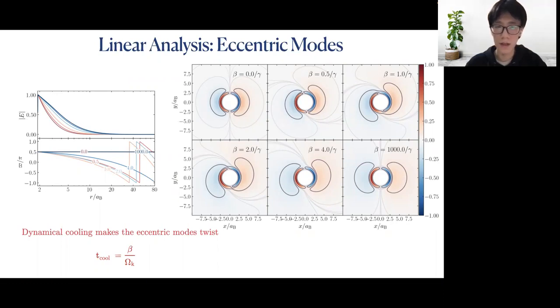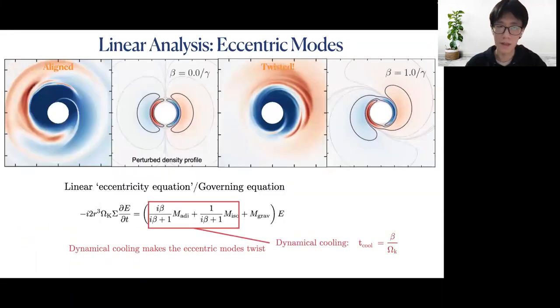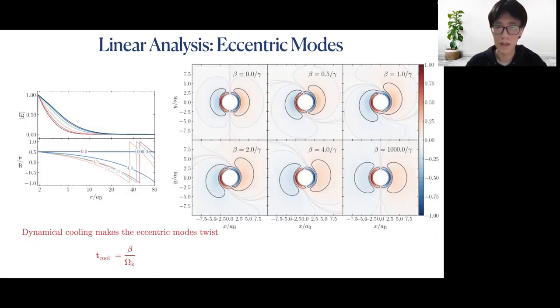So this plot shows the case where you have an aligned eccentric cavity, which is consistent with the simulation. And when beta gradually goes to a larger value, especially when beta is around 1, here gamma is the adiabatic index, which is 1.5, or say 1.6 in our simulation.